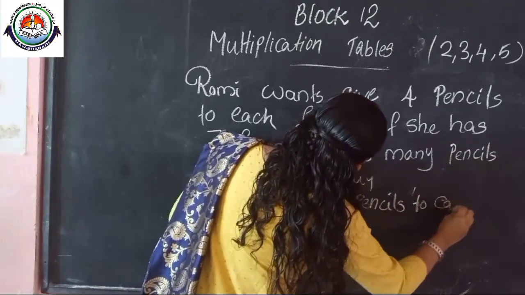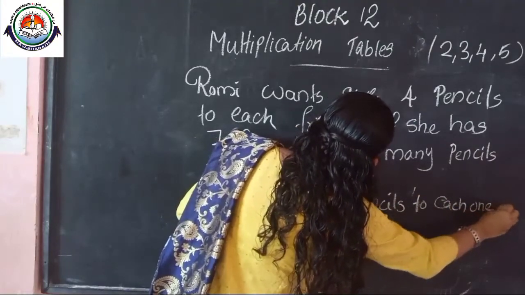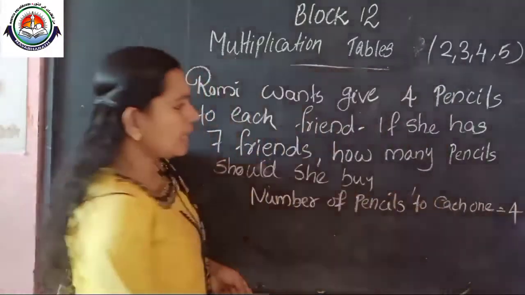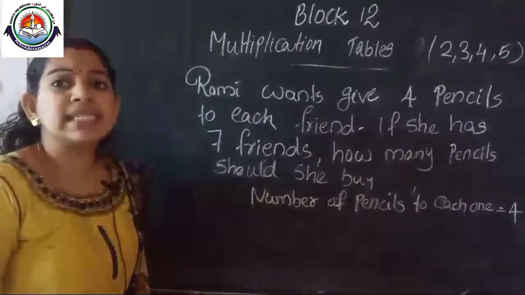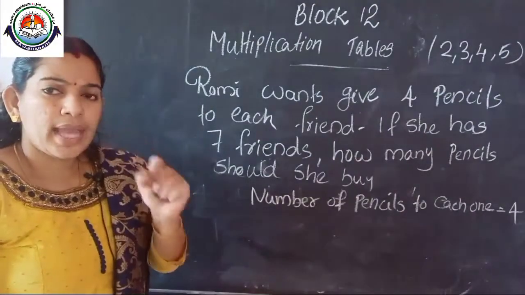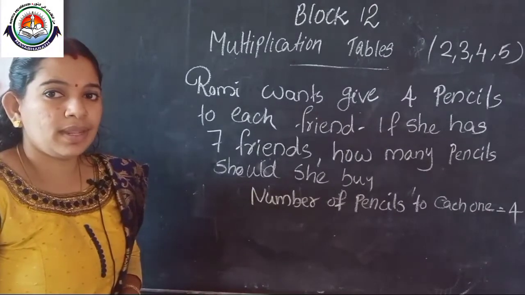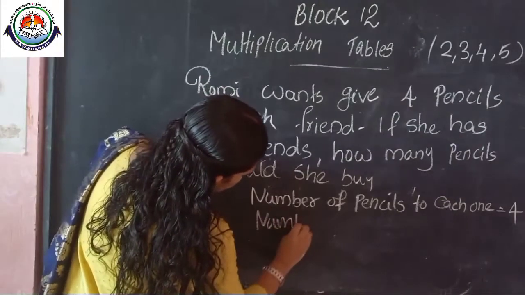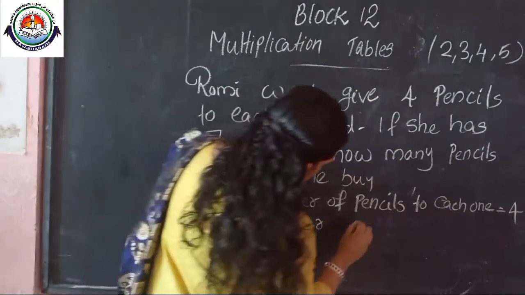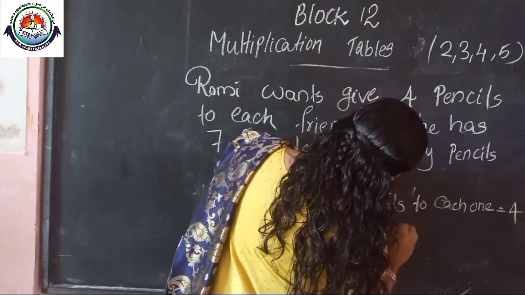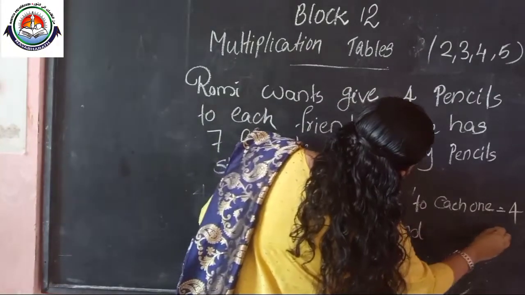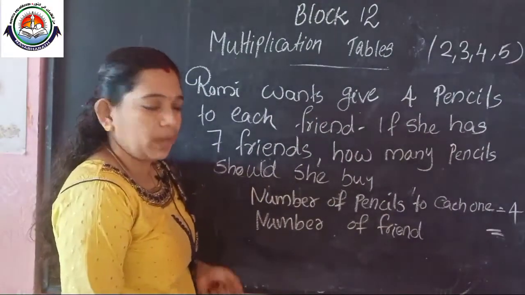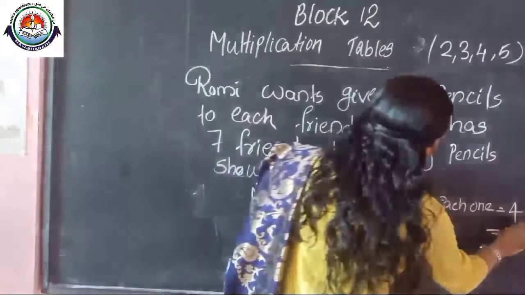Then what is, yeah, 4 pencils. The next step, the next number is 7. We need the answer to be 7. What is the statement? Yeah, number of friends. Very good. Number of friends to Romy. Here only one person, so no need to mention Romy. Number of friends. Yeah, 7.